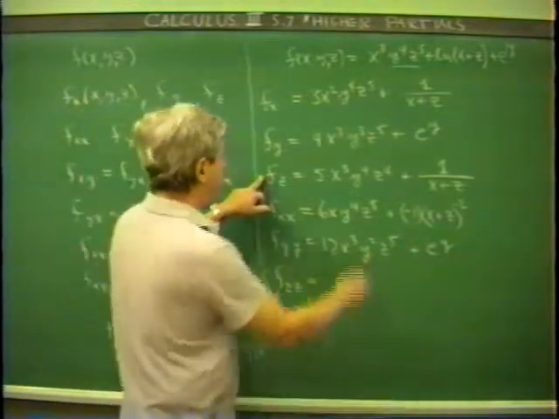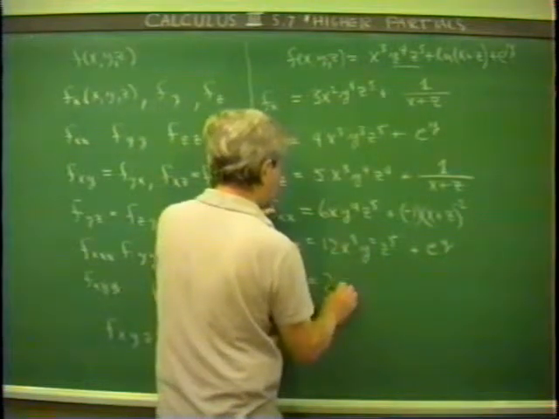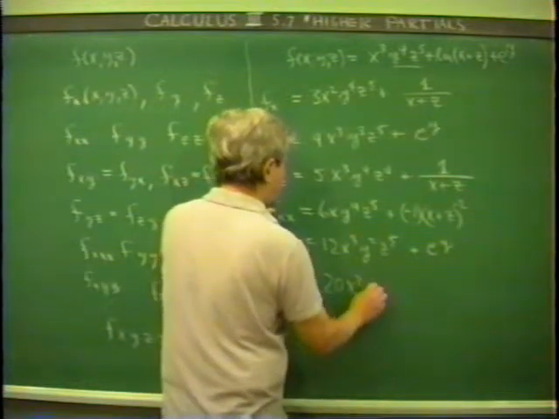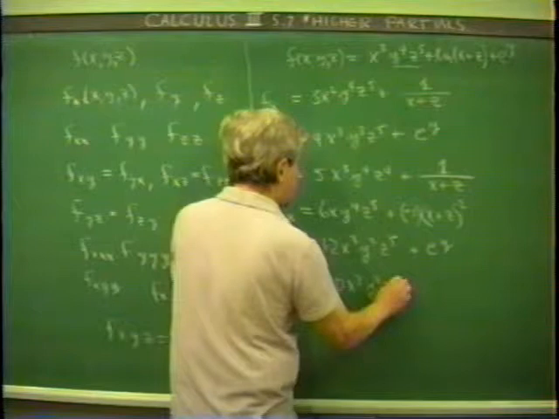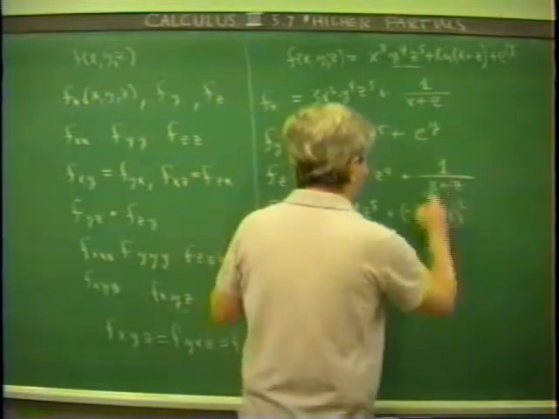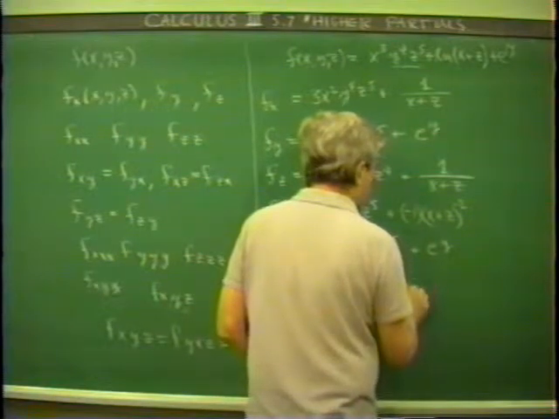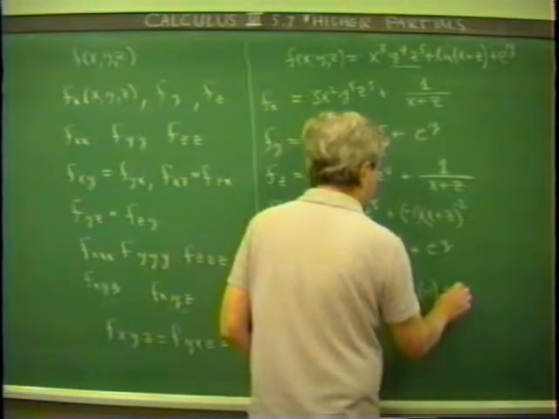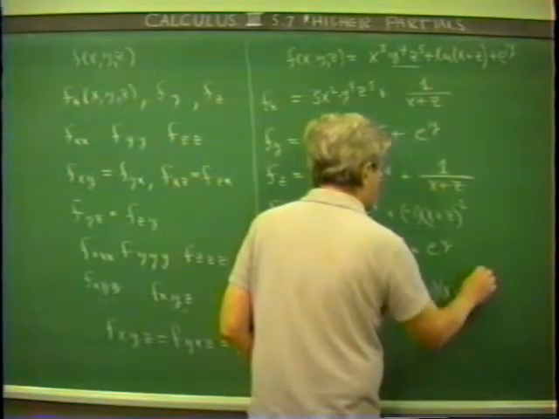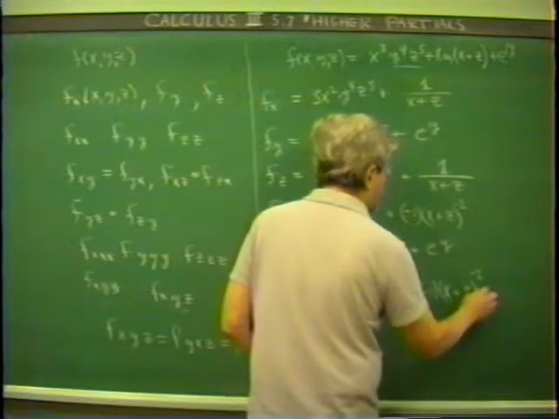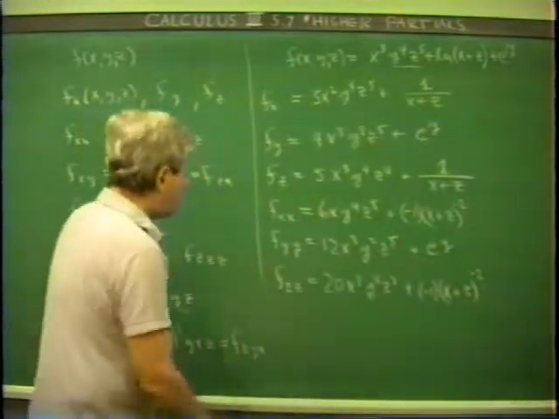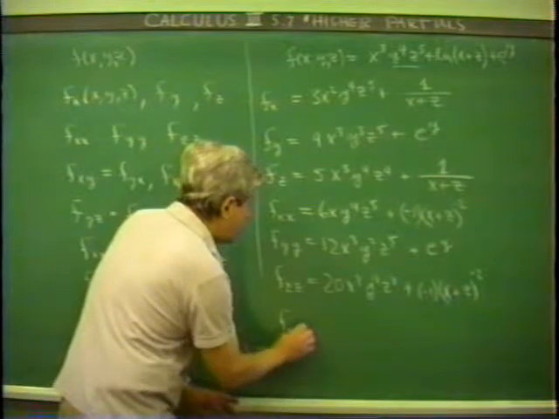Partial with respect to z, and then with respect to z. Take the partial of this with respect to z, so we're going to get 20x cubed y to the fourth z cubed, plus, this is x plus z to the minus 1, so we're going to get minus 1 times x plus z to the minus 2, times the partial of this with respect to z, which is 1.